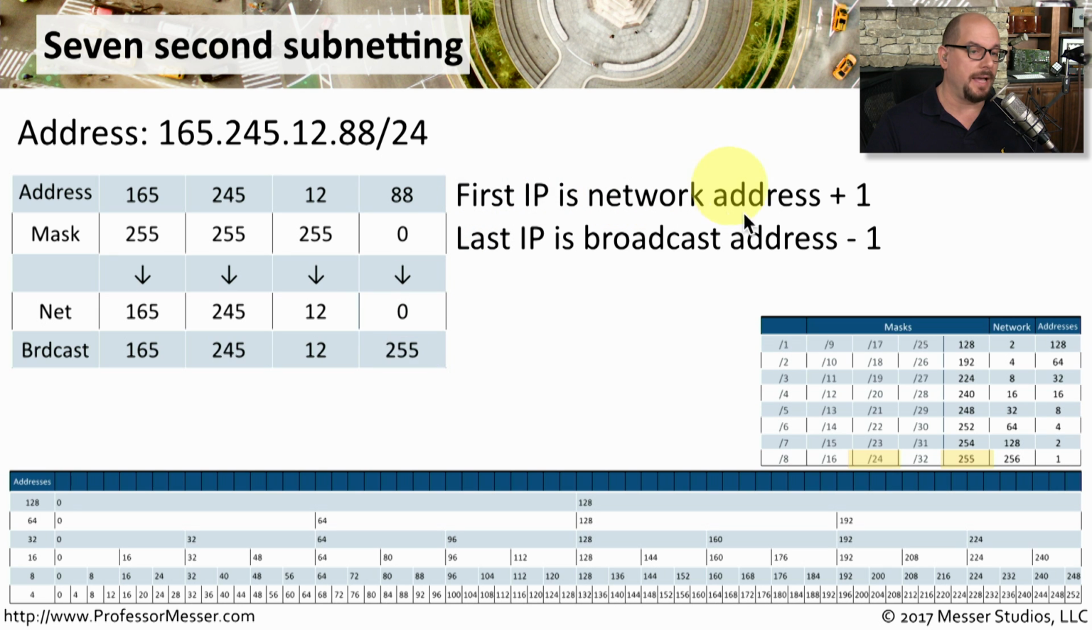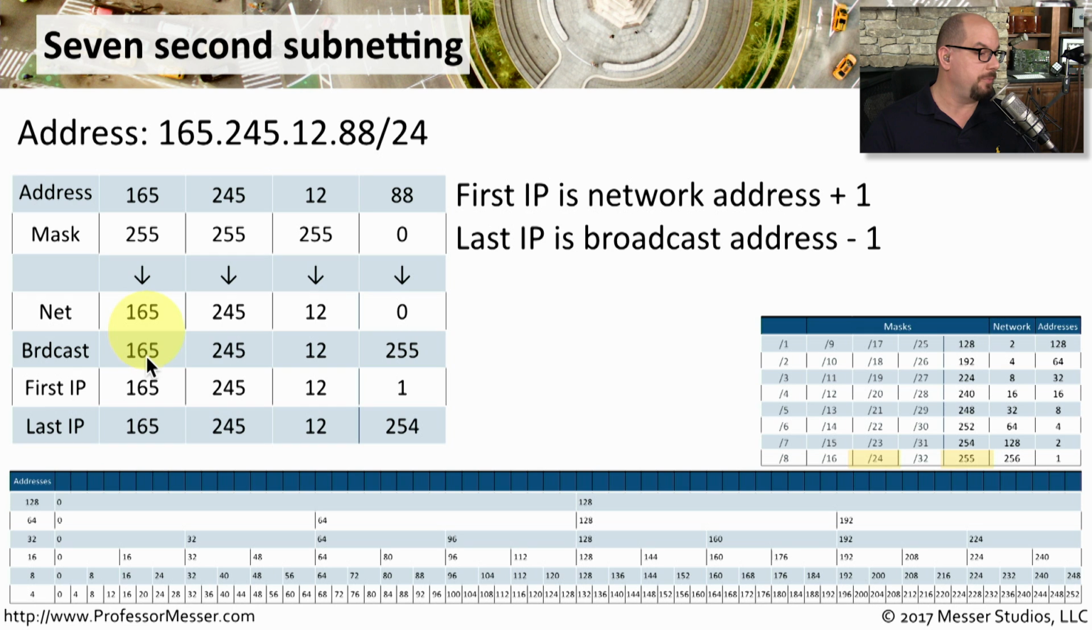So the first usable IP is the network address plus 1. So it's 165.245.12 plus 1 to that 0 is a 1. And the last IP is the broadcast address minus 1, which means it's 165.245.12.254. And you can see they're listed there. So for this example, you can see what the network, broadcast, first IP and last IP addresses would be for this particular IP address and subnet mask.